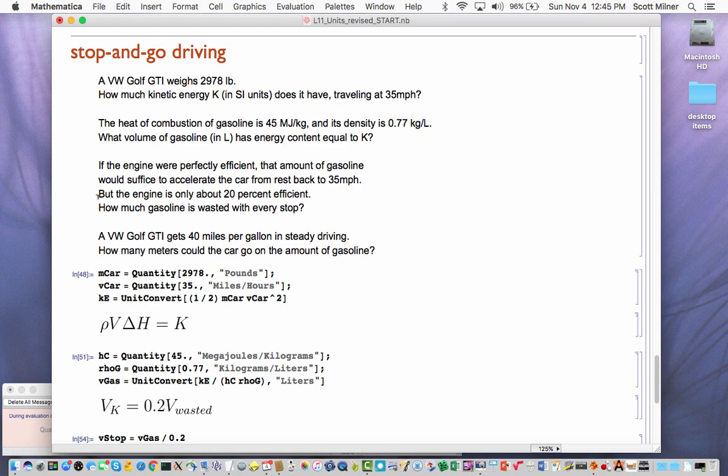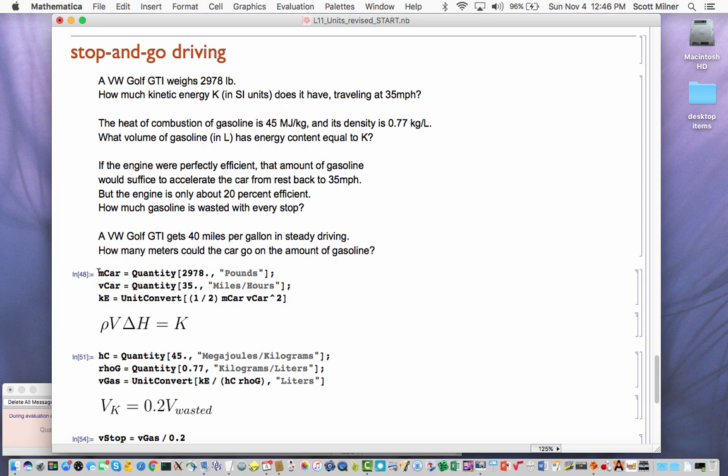But engines are typically only about 20% efficient, so one may ask how much gasoline is wasted every time you stop the car if you've been traveling at 35 miles per hour, because you've got to accelerate it back up again. And to convert that into some more practical measure, consider that a Golf GTI gets about 40 miles per gallon if you drive it steadily. So how many meters could the car go on that amount of gasoline? Those are the questions I want to answer.